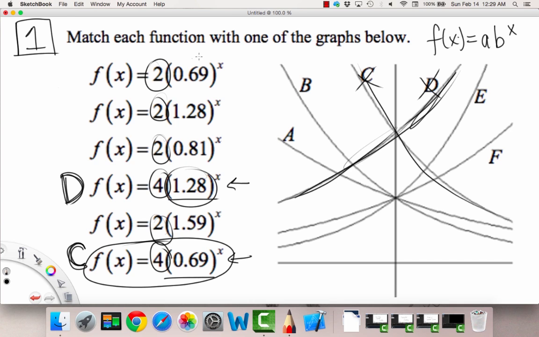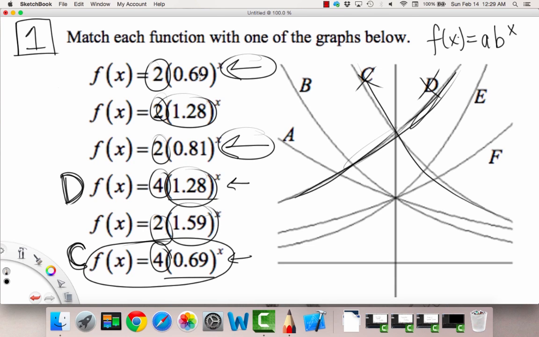So first of all, let's find the ones where the B is less than 1. So that would be this one right here, as well as this one right here, okay? Because the other ones, 1.28 and 1.59, are definitely greater than 1. So those will be exponential growth. But anyways, let's look at the ones that I just drew arrows on, okay?